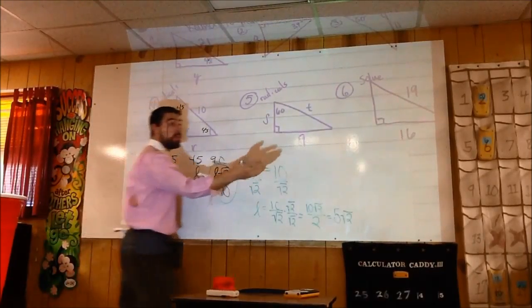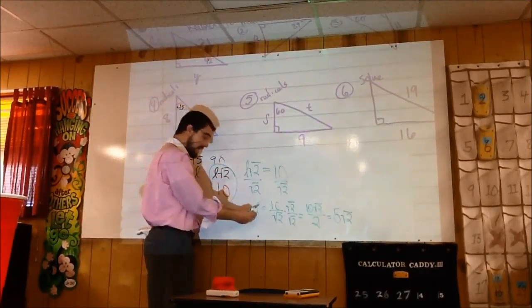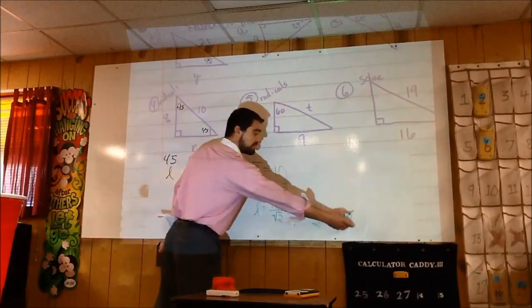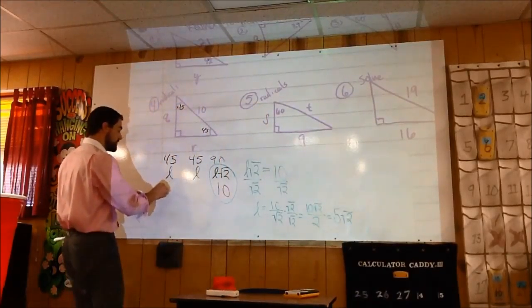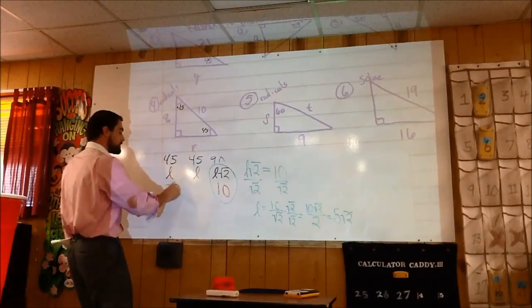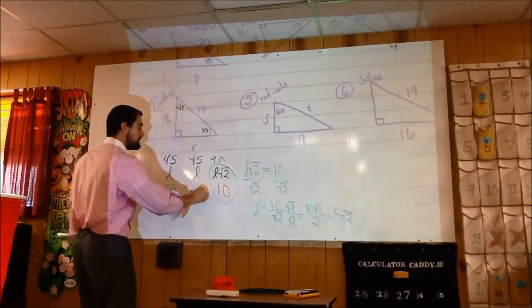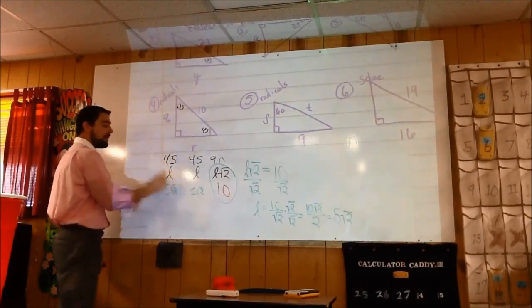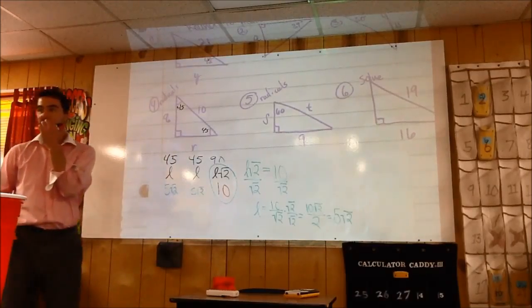So all that work was for L. L is 5 square roots of 2. So that's what you would plug in. And so we have solved this. Both Q and R equal 5 square roots of 2.